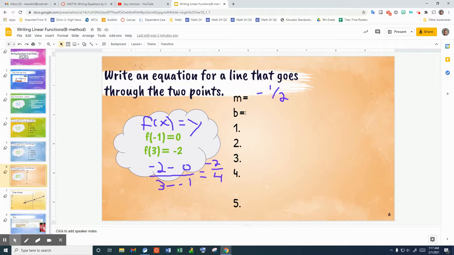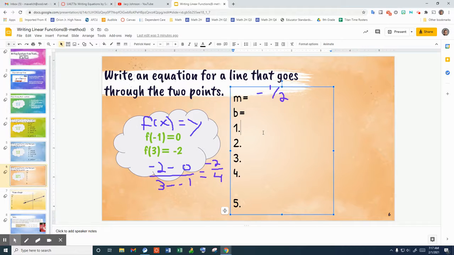Now, we have to solve for b. So we follow the steps. Step 1, y equals mx plus b. Then, step 2, we replace the slope with what we found. y is equal to -1/2 x plus b. Step 3, we're going to replace the y and the x values. Now, it does not matter what point we choose. So I'm going to choose -1, 0 here. My y value is 0, and my x value is -1. So I have 0 equals -1/2 times -1 plus b.